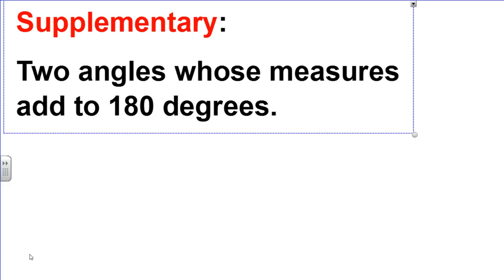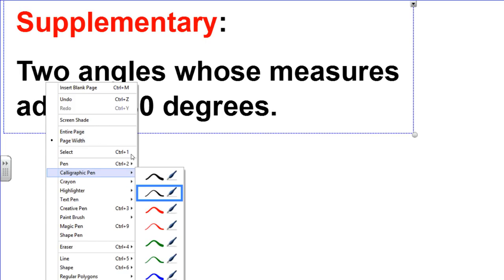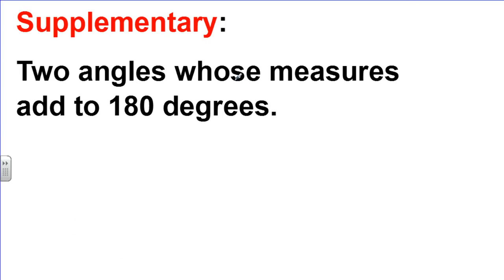Supplementary are two angles whose measures add up to 180 degrees. Two angles whose measures add up to 180 degrees. This could be in any context. We're going to look at what's called a linear pair in a second. But this could be in any context.